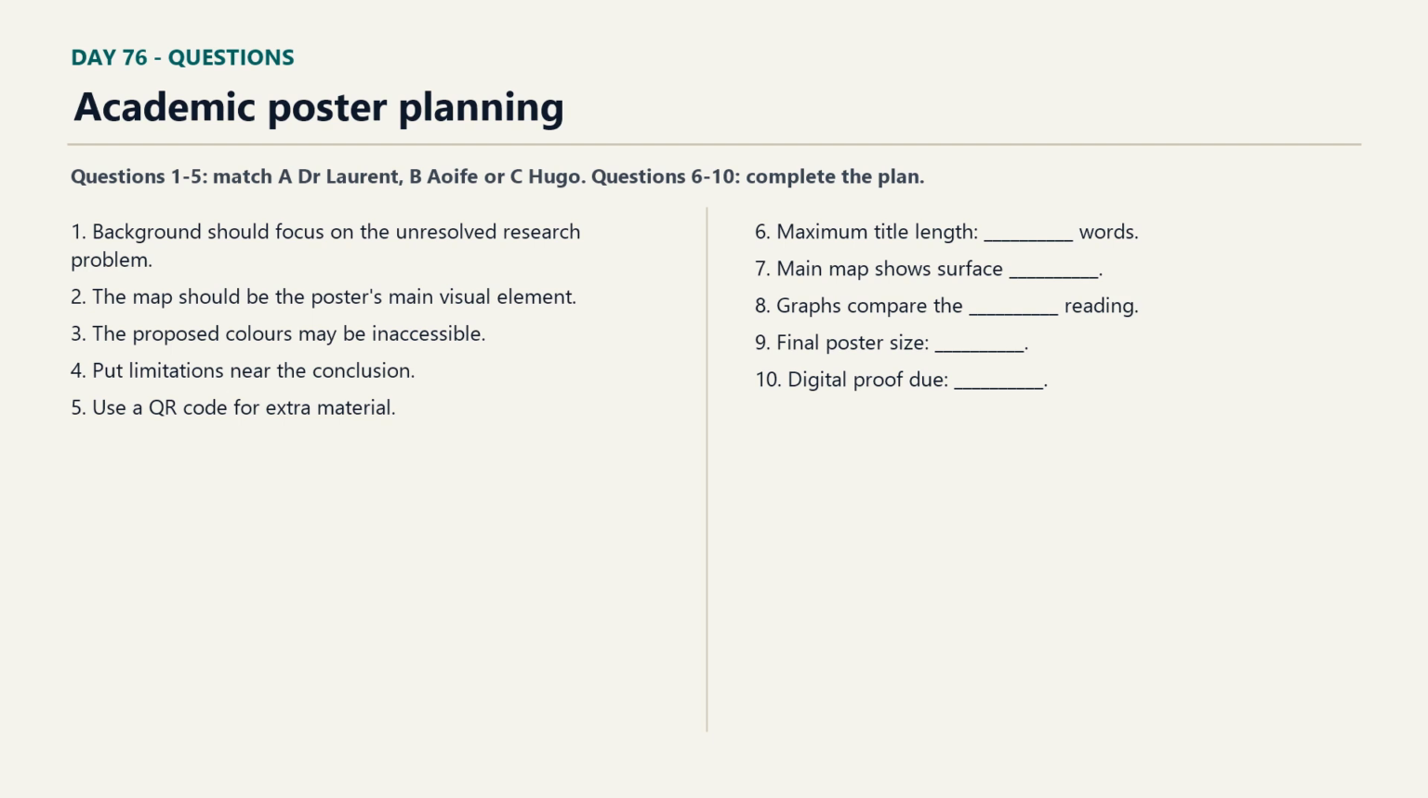Tuesday is the deadline. Do not send a working file, export a PDF with embedded fonts, and verify every link. I will prepare the map, accessible palette, QR code, and A1 layout. I will rewrite the background, reduce the title to 12 words, calculate median values, and position the limitation beside the conclusion. I will review the digital proof on Monday evening.